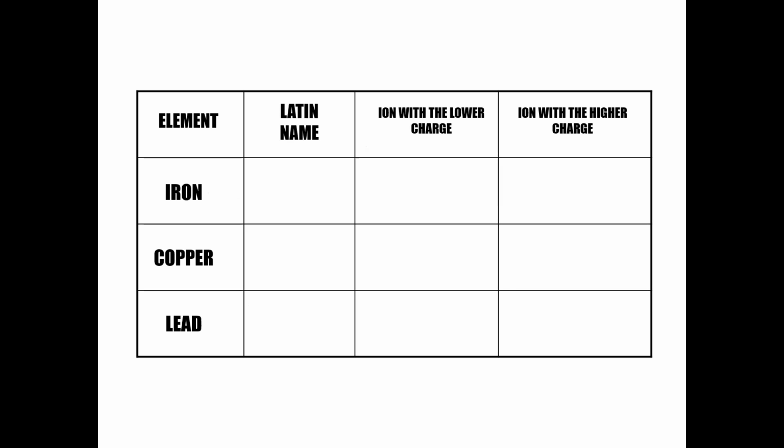Let's revisit iron, copper, and lead. The Latin name for iron is ferrum. Now remember, iron has two possible charges. It can have a lower charge of 2 positive, or it can have a higher charge of 3 positive. If we're describing the lower charge for iron, the ending from the Latin name is dropped and replaced with a new suffix, ous. The name for this iron would be ferrous. If we're describing the higher charge on iron, the suffix is dropped and replaced with ic, and so the name for this iron is ferric.